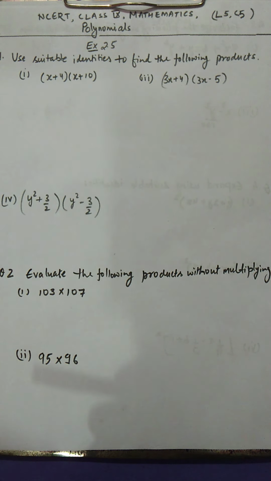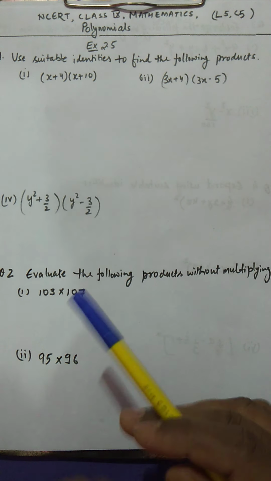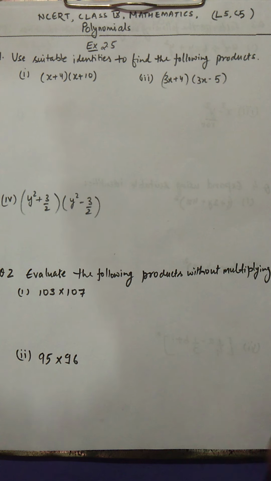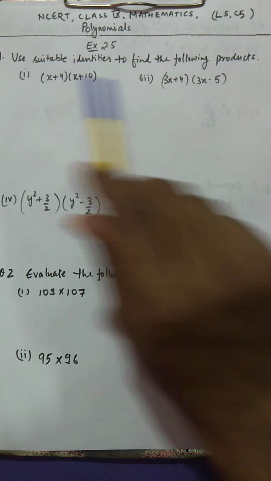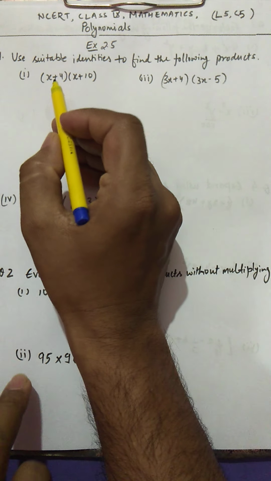See, if in case you do not remember the property, at that time you can use the distributive law also. That is also acceptable. But if you remember the property, that's really good. If you do not remember, then you can use distributive law. But rather than remembering so many identities, you can use distributive law also in these two questions. So I am using distributive law.